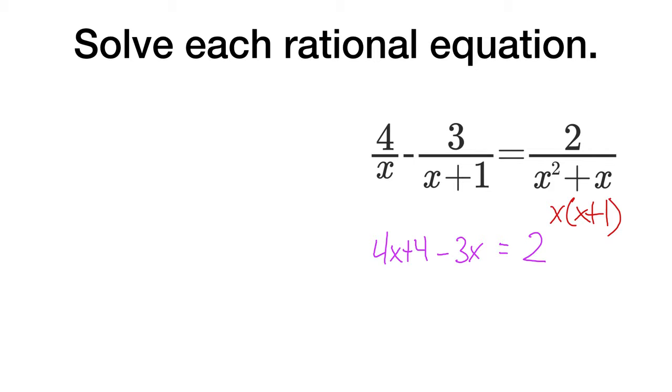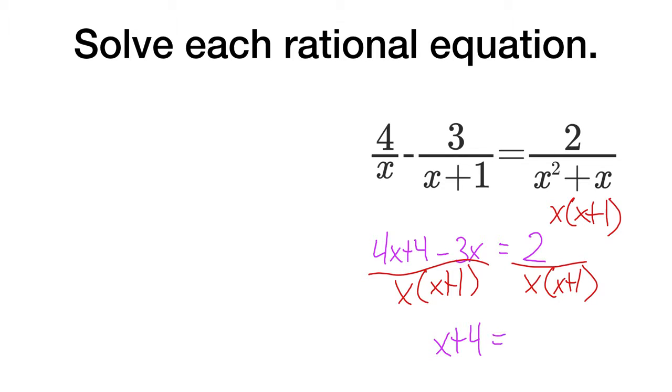And if you look, all of these now have x times x plus 1 as our denominator. Meaning, you might have noticed, if that's the case, those kind of cancel out. Meaning our final thing is just x plus 4 equals 2. Meaning x equals -2.